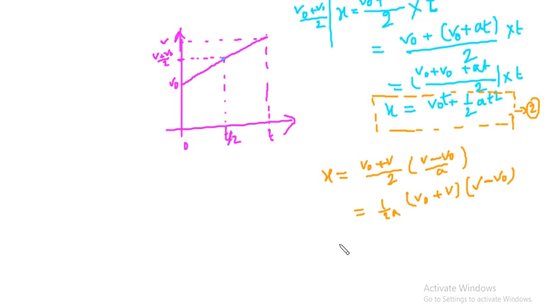इसका मतलब क्या है? इसका मतलब 2a को इधर लेके आते हैं तो ये होता है 2ax = v² − v0², isn't it. (a + b) into (a − b), सो v² − v0². So we get v² = v0² + 2ax. We have got equation number 3. So this is quite simple.